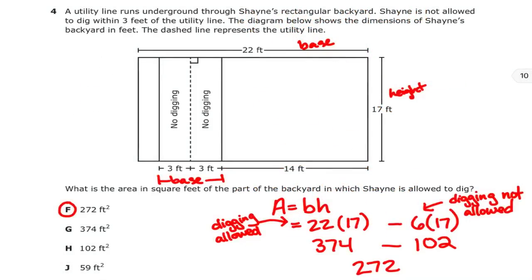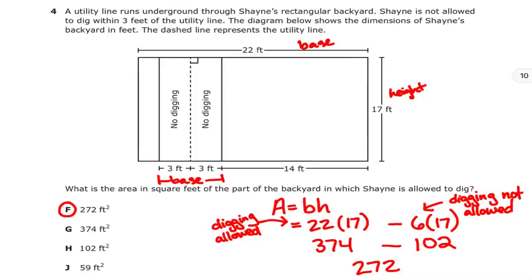For number 4, a utility line runs underground through Shane's rectangular backyard. Shane is not allowed to dig within 3 feet of the utility line. The diagram below shows the dimensions of Shane's backyard in feet. The dashed line represents the utility line. What is the area in square feet of the part of the backyard in which Shane is allowed to dig?